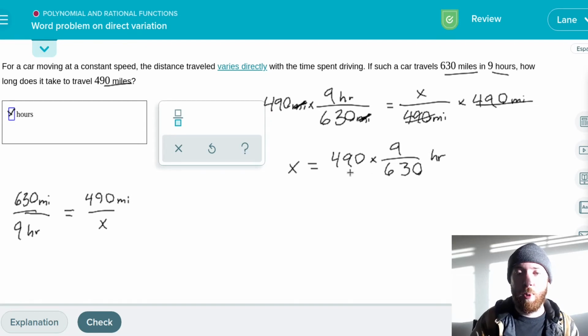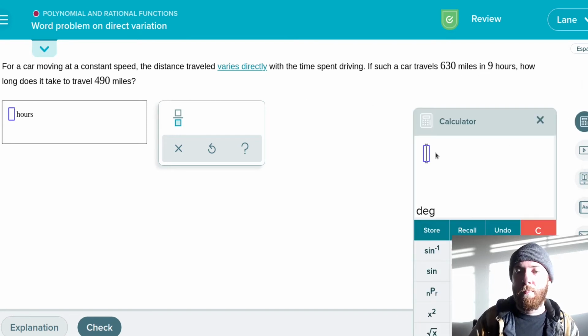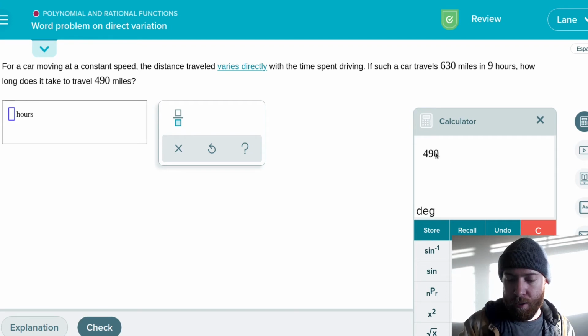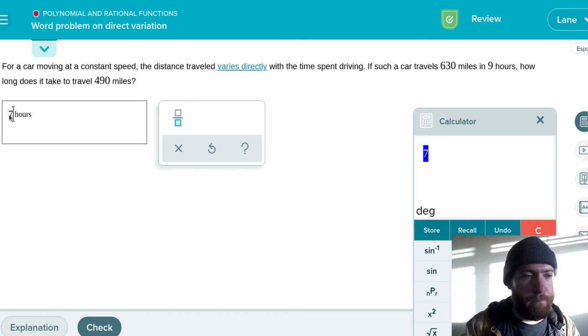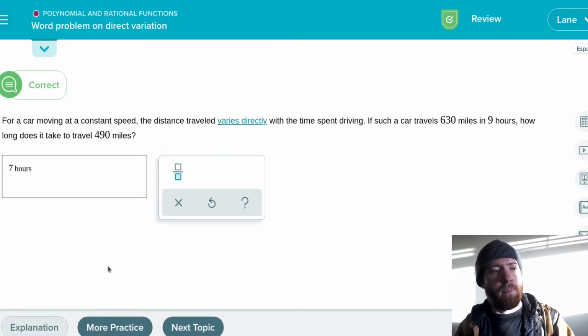We're going to put 490 times 9 over 630 into the calculator. Do that now. 490 times 9 over 630 is 7 hours. All right, check that. Okay.